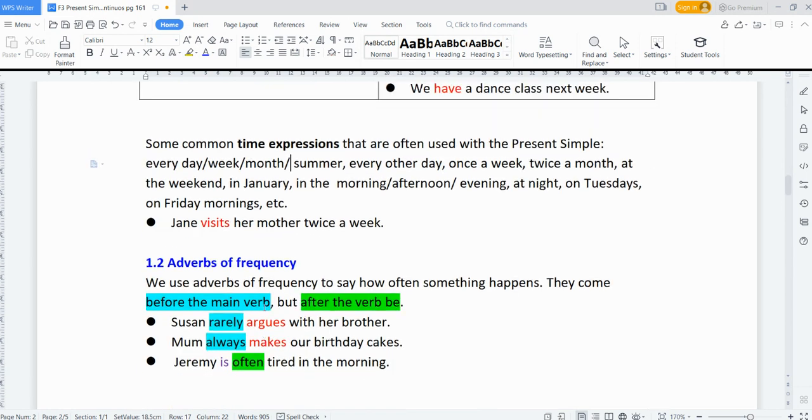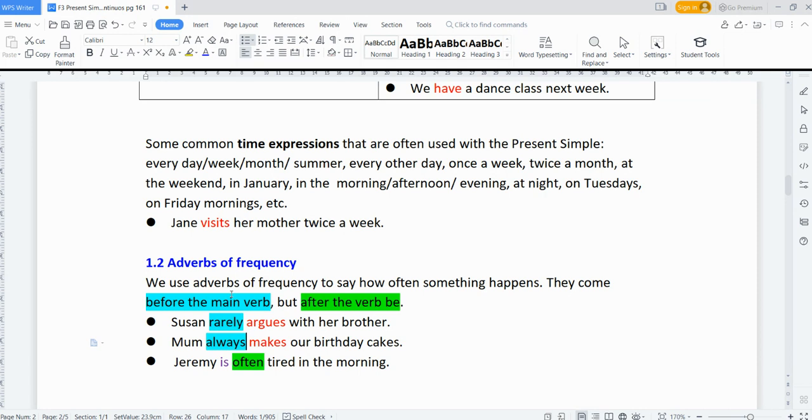Okay, next we look at adverbs of frequency. Frequency means kekerapan. Okay, we use adverbs of frequency to say how often something happens, untuk menyatakan kekerapan benda tu berlaku. They come before the main verb. Okay, so the main verb is here, the red ones, but after the verb to be. For example, Susan rarely argues. Okay, rarely is the adverb of frequency. It comes before the main verb argue with her brother. Okay, number two, mom always makes our birthday cakes. Okay, always is the adverb of frequency. It comes before the main verb, which is makes.